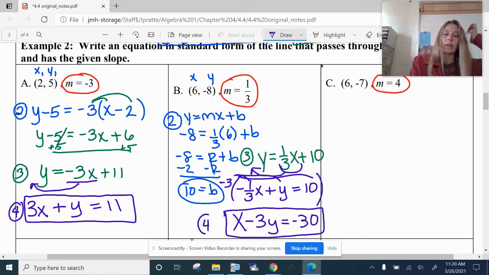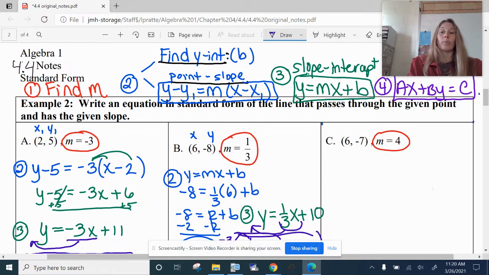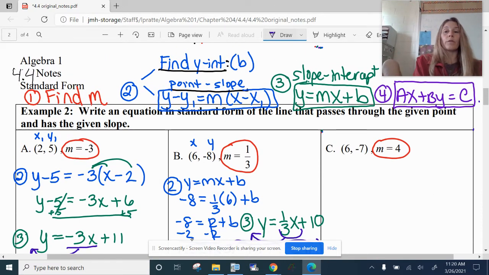Okay, so again, it's personal choice whether you want to use that point slope form or find the b and then put it in slope-intercept and go from there. All right, so let's take a look at example C. For this one, I personally prefer point slope, so I'm going to use that one.